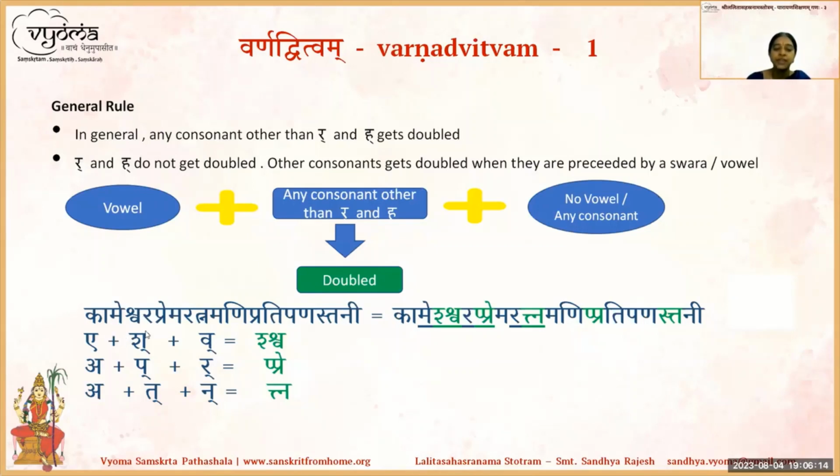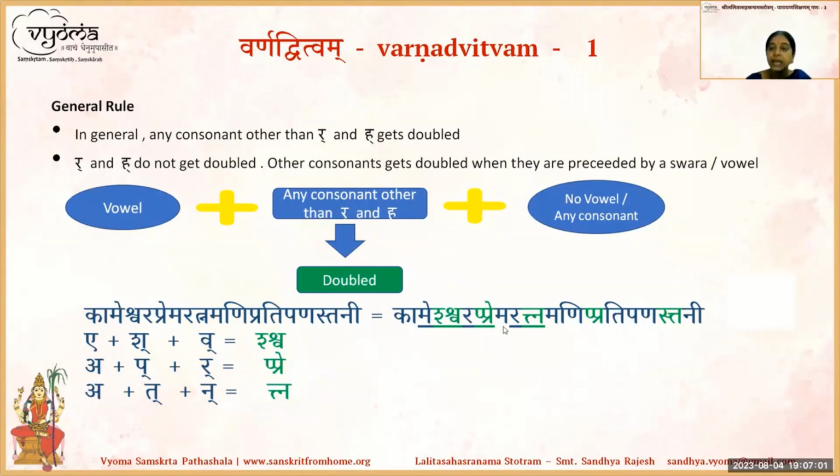If you look at a specific example here, which we saw in the previous slide also, Kameshwara Prema Ratna Mani Pratipanastani, let's try to do a Varna Cheda here. Kameshwara: we know where the Samyuktakshara is. Shwa is the Samyuktakshara here. Before that we have Ye, the Ye swara, Ye plus Sh plus Va. So we have a swara, a consonant, and then another consonant. The first consonant after the swara is Sh, which gets doubled in this case. Let us look at the next Samyuktakshara in the same example.